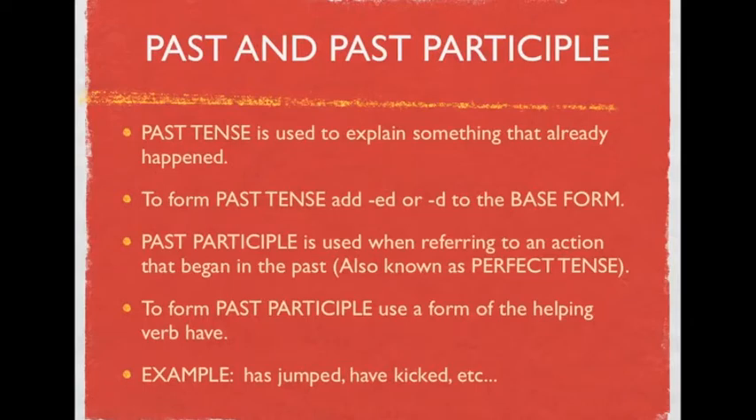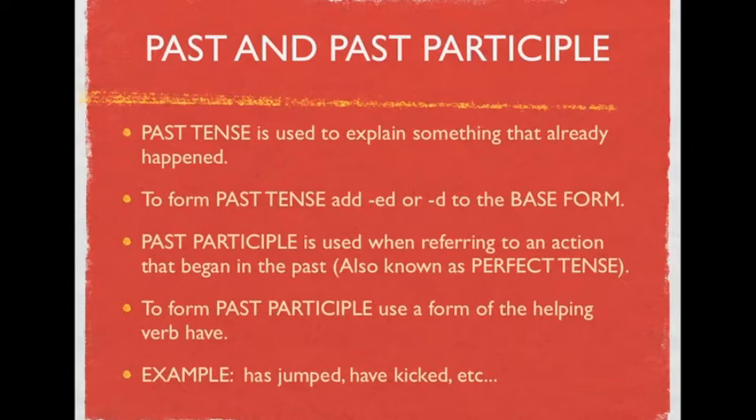So past participle, that's when you use it when it began in the past. We're talking about something that happened in the past, but it still could be going on. We'll talk more about the perfect tenses, but the past participle is when you do the perfect tense, and we'll talk about those instances later. Okay, in order to form that, you use a form of the helping verb have.